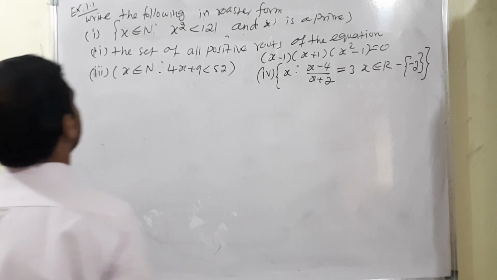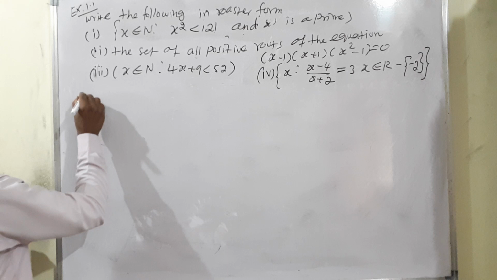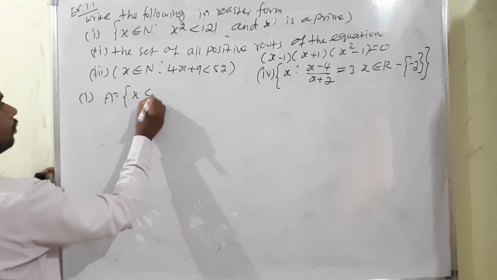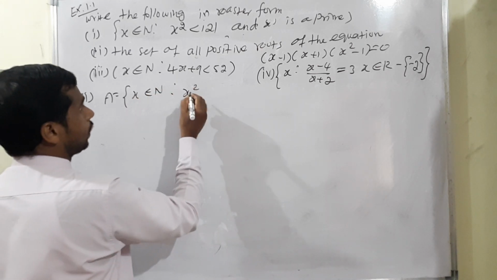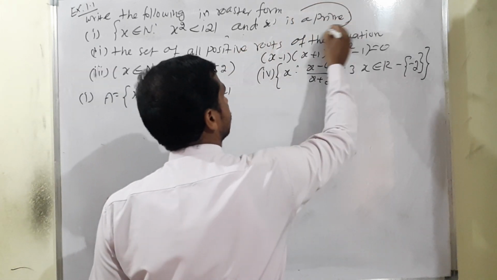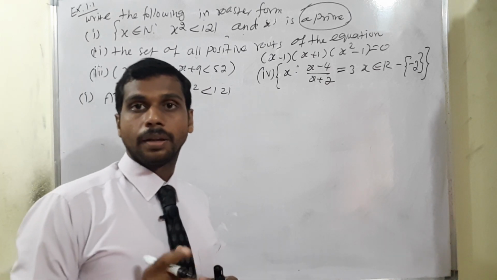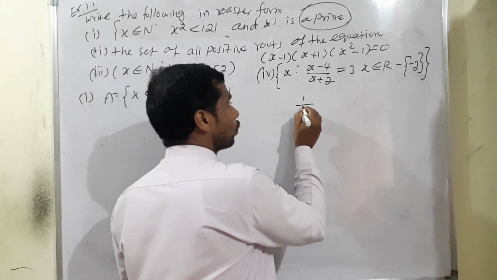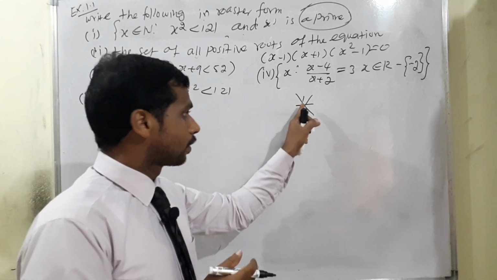Exercise 1.1, question number 1. Given 4 subdivisions, one by one we can discuss. Question number 1: consider A, where the term x belongs to the natural numbers, with the condition that x square is less than 121. One of the important conditions is that x is a prime number. What is the meaning of a prime number? A number divisible by 1 and the number itself. For example, take 1: only 1 is there.